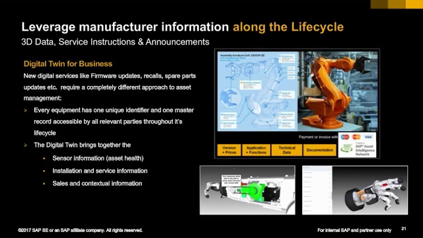Every equipment has one unique identifier associated with one master record as one single source of truth accessible by all relevant parties throughout its lifecycle. The digital twin brings together the sensor information, installation and service information, and sales and contextual information. The implementation of the digital twin is the foundation for manufacturers to provide digital services to their customers, analyze their product performance, and drive continuous improvements into their installed base.